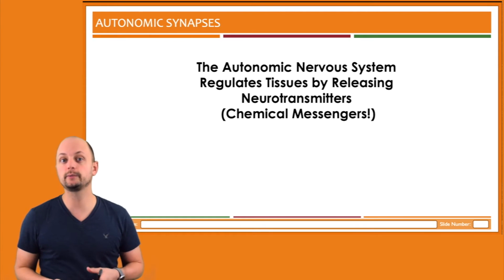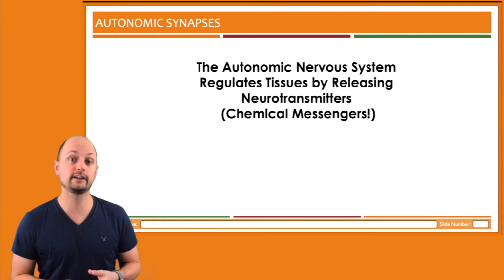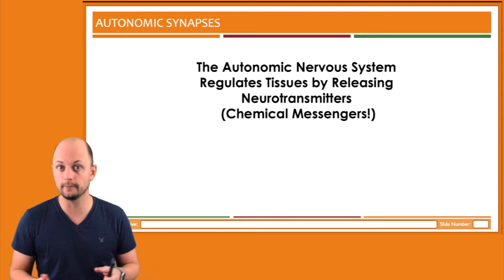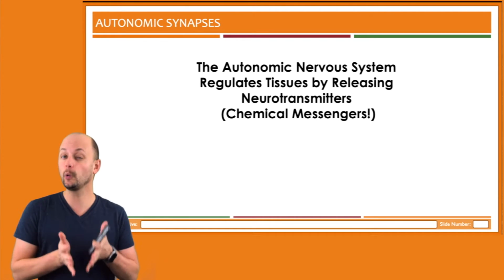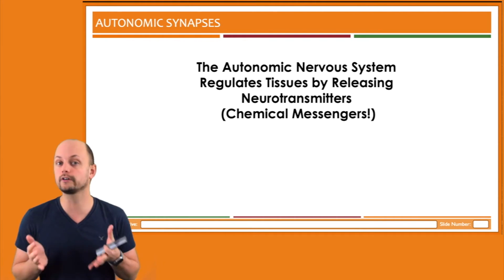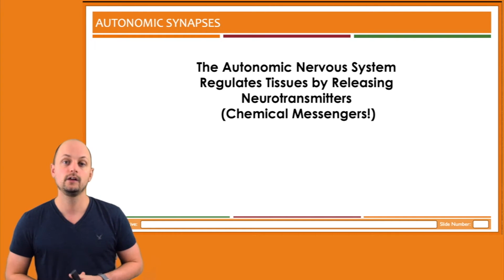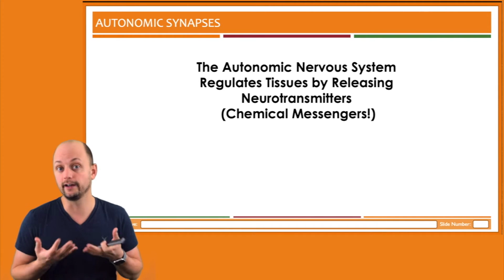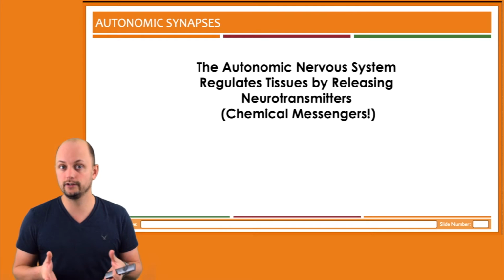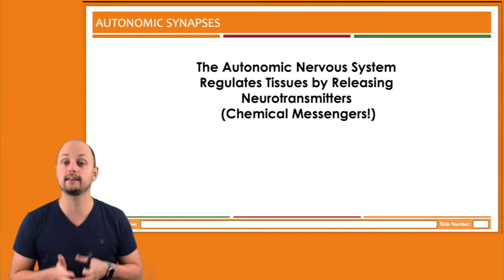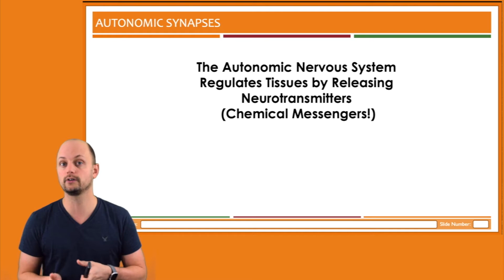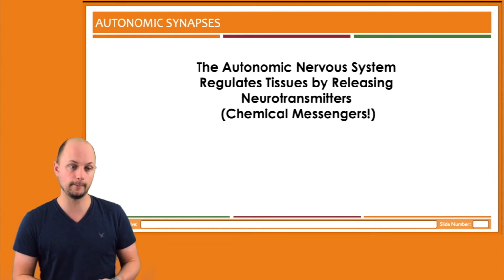So up to this point, we've seen that the autonomic nervous system can regulate tissues other than skeletal muscle. And there's a pattern to this, and hopefully it's a familiar pattern that you've already learned in our previous units. We've talked about neurons that are firing action potentials. Those neurons release chemical messengers, and the chemical messengers bind to receptors on the postsynaptic cell.